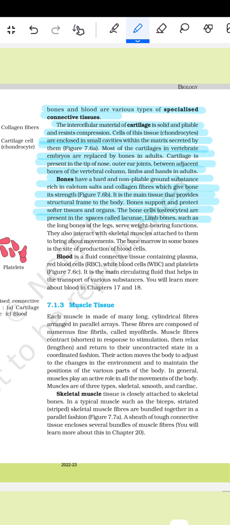Limb bones, such as the long bones of the legs, serve a weight-bearing function. They also interact with the skeletal muscle attached to them to bring about movement. The bone marrow in some bones is the site of production of blood cells. Blood is a fluid connective tissue containing plasma, red blood cells, white blood cells, and platelets. It is the main circulating fluid that helps in the transport of various substances.